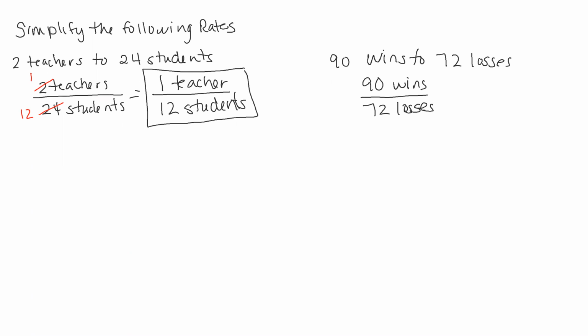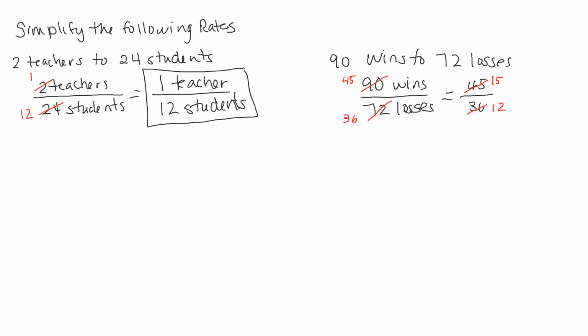So let's say that you realize both of these numbers are divisible by 2. They're both even. 90 and 72 are both even, so you know they're divisible by 2. So 90 divided by 2 is 45. 72 divided by 2 is 36. So let's clean this up a little bit. So for now, I've got 45 over 36. I know these are both divisible by 3. So 45 divided by 3 is 15. 36 divided by 3 is 12. Well, let's see, they're both divisible by 3 again.